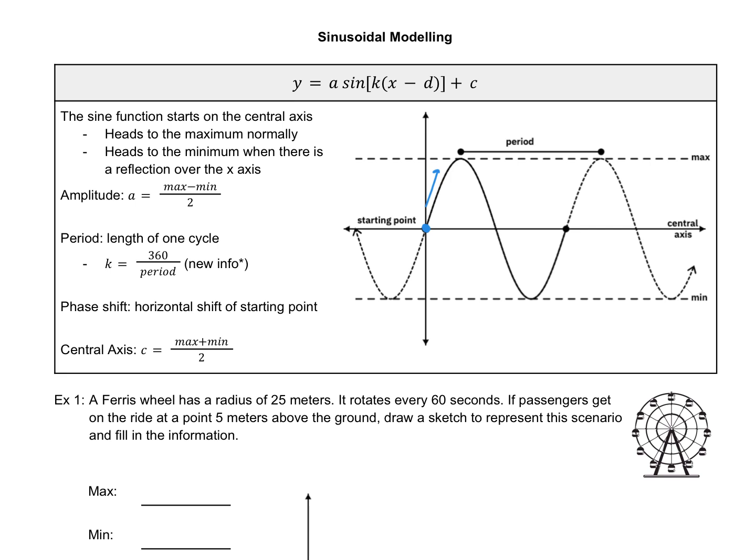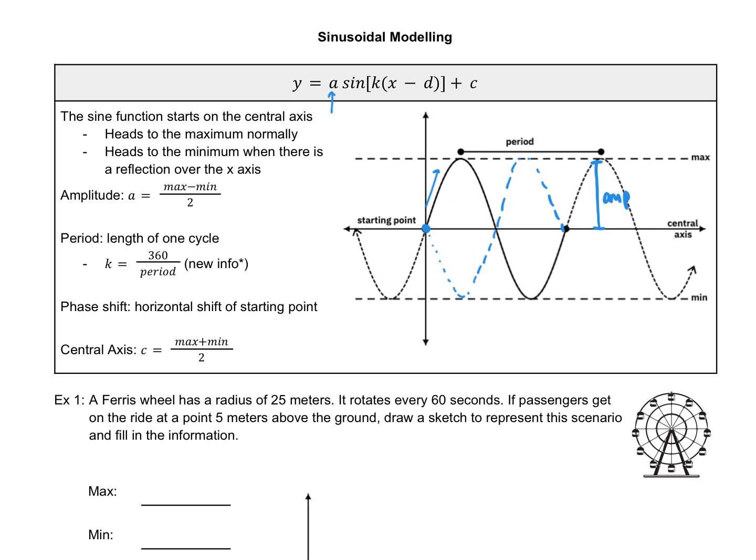However, if there is a reflection over the x-axis, which would make our a value, this value here, negative, it would head down to the minimum instead and have this kind of shape. Next, the a value, also ignoring the plus or minus, gives us the amplitude. And the amplitude is the distance from your midline up to your maximum or down to your minimum.